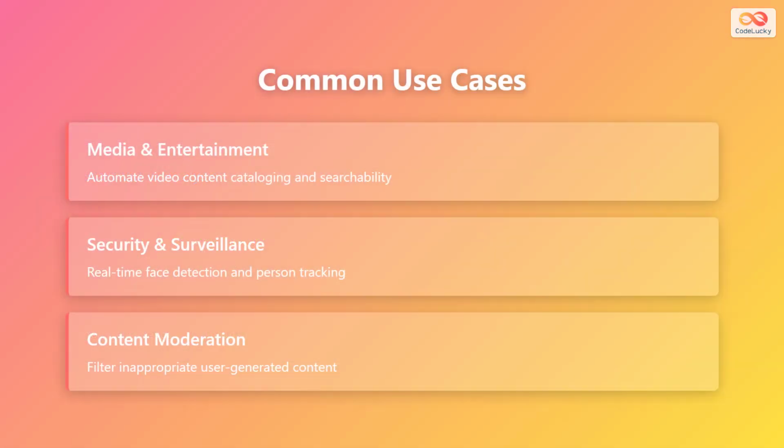Rekognition is widely used across various industries. In media and entertainment, it automates video content cataloging, making large media libraries searchable by visual content. For security and surveillance applications, it provides real-time face detection and person tracking capabilities. Content moderation is another major use case, helping platforms filter inappropriate user-generated content automatically before it's published.